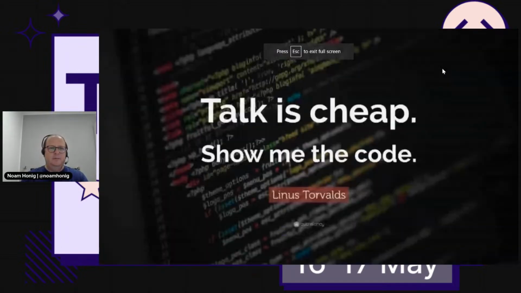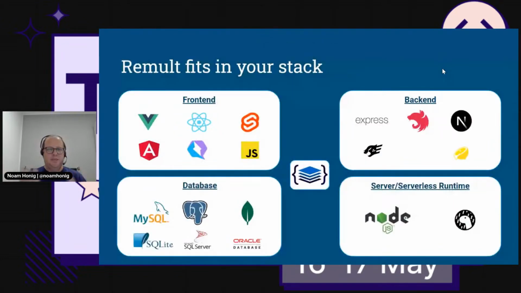So Remult fits your existing stack. It can be used with React, Angular, Vue, Svelte, Solid, Vanilla.js, Qwik, anything you like. It also works with any server: Express, Next, Nest, Fastify, Hapi, Hono, anything you want. It supports most databases: MySQL, Postgres, SQL Server, Oracle, MongoDB, SQLite, and it can run on any server or serverless runtime: Node.js, Bun, Deno, on Azure, Google Cloud, AWS, Heroku, Railway, Vercel, anything that knows how to run Node.js, Bun, or Deno.